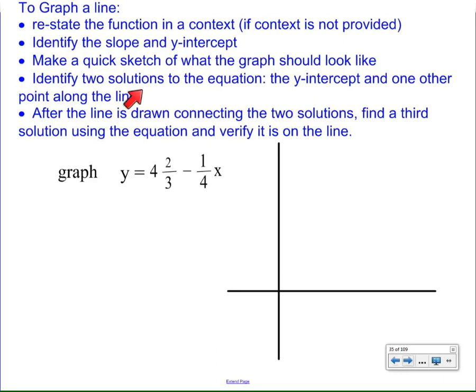Identify two solutions. One of them is the y-intercept, that's a freebie, and then one other point along the line using your slope. After the line is drawn, find a third solution to verify that you've done all your work correctly. So this is how we support our answer, this last step.